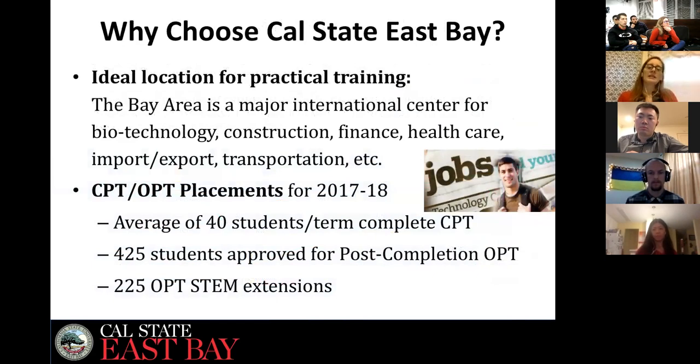So it is an ideal location for getting practical training because it's a major international center for biotechnology, construction, finance, healthcare, import-export, transportation, etc. And so this past year, our university had a lot of CPT and OPT placements. We had at least 40 students a term completing CPT, and over 425 students were approved for post-completion OPT, and 225 had OPT STEM extensions. And we're going to review now exactly what CPT and OPT are.